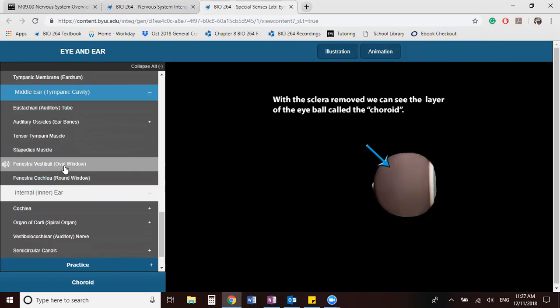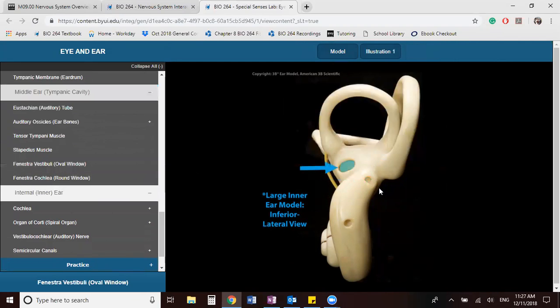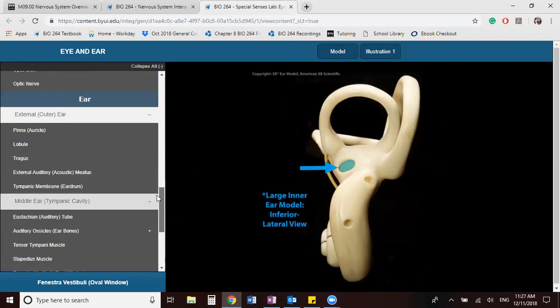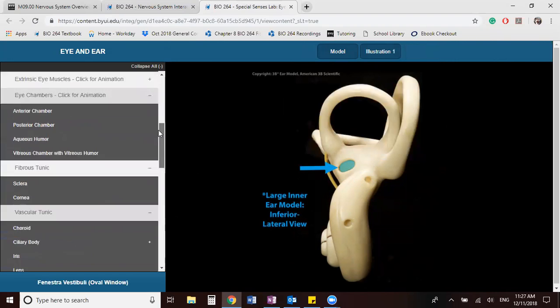For these two, you can call it the oval window instead of the fenestra vestibuli, or the round window instead of the fenestra cochleae. I prefer round window and oval window just because the round window looks round and the oval one looks oval, so it just makes it easier to remember. And then again, you have to call it the vestibulocochlear nerve, not the auditory nerve, so you can't use it there. But you could call the organ of Corti the spiral organ. We do accept that.